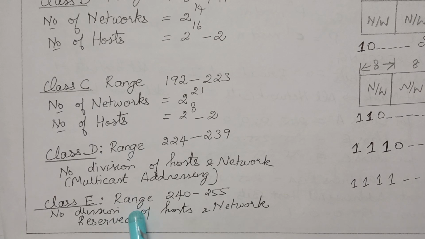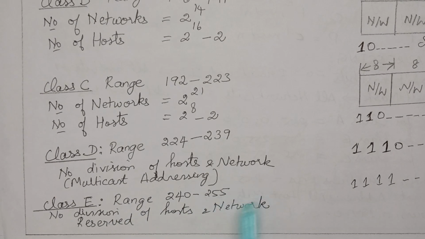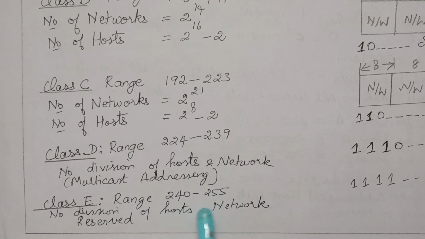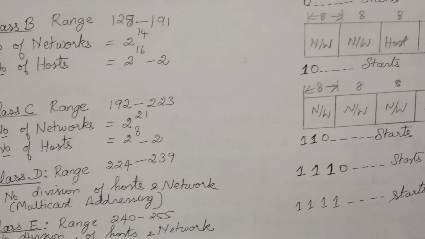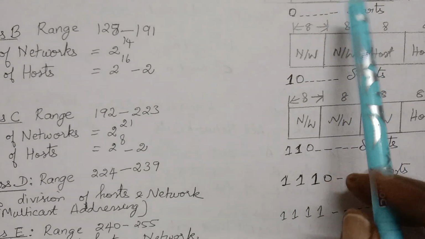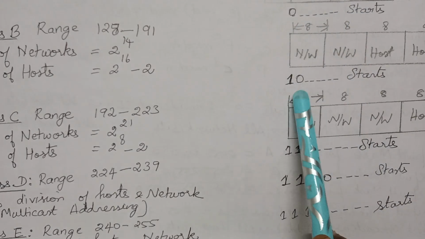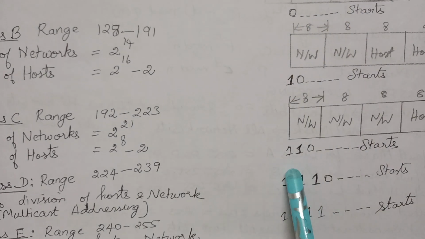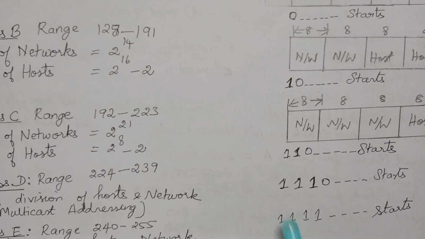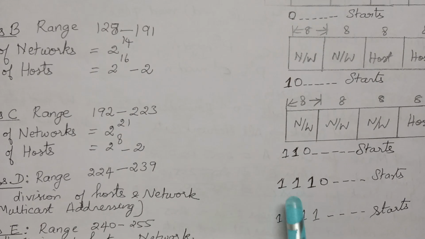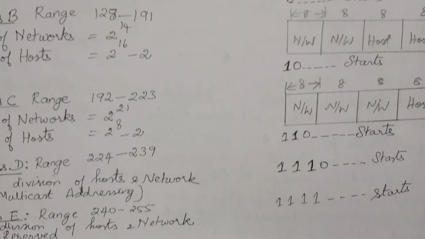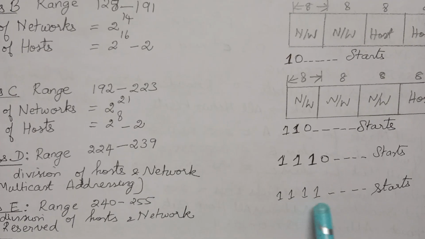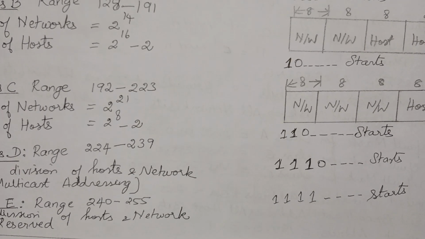And class E ranges from 240 to 255. Here also there is no division of host and network, and it is reserved. Here also you need to remember the starting bits. For class A it will be 0, class B will be 10, class C will be 110, class D will be 1110, and class E will be 1111. Addresses will start with these bits.